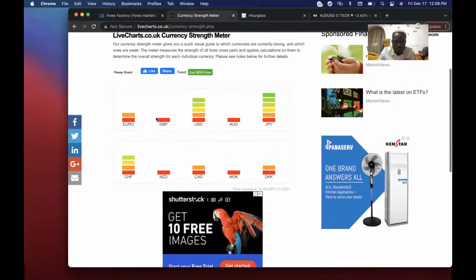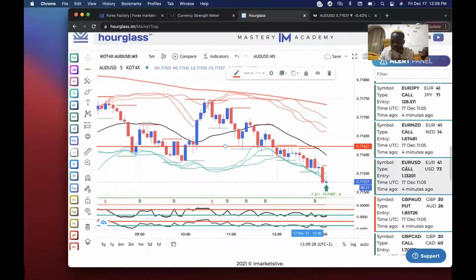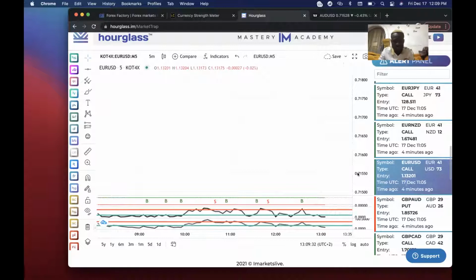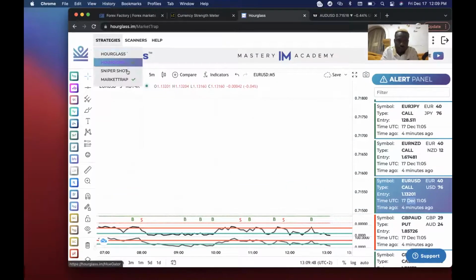Okay. EU, AU, NU. I'm trying to see the trend of the market to see what the market has been doing in the course of the day. That's my bad. Okay. Hourglass, it's wrong. What's wrong?